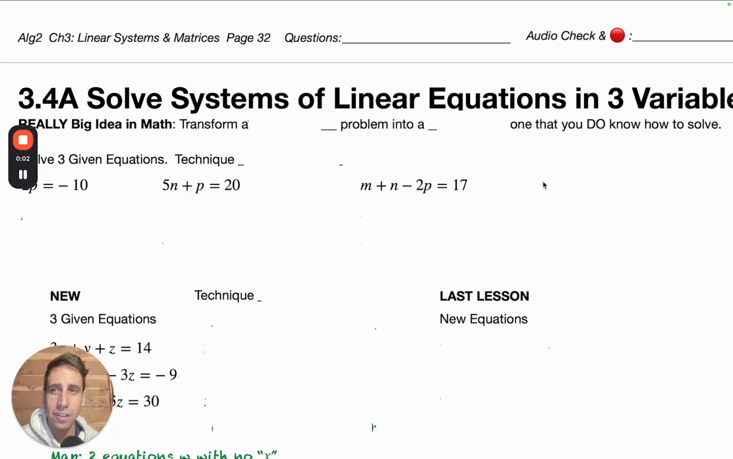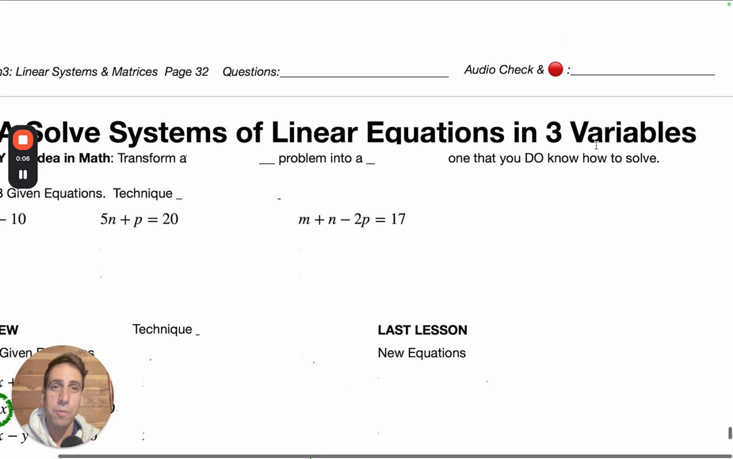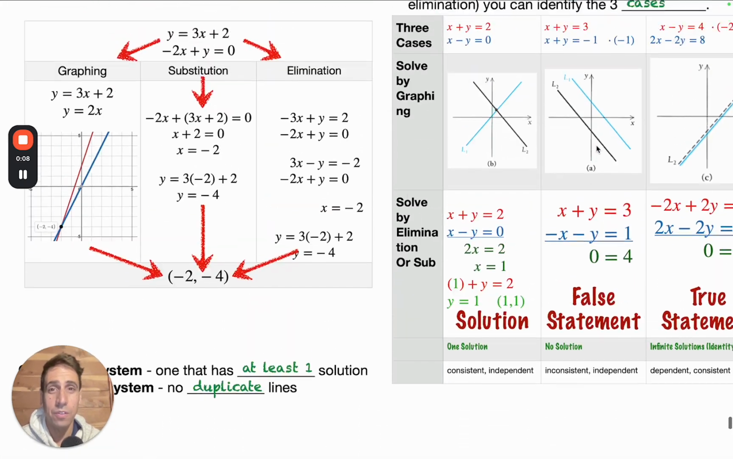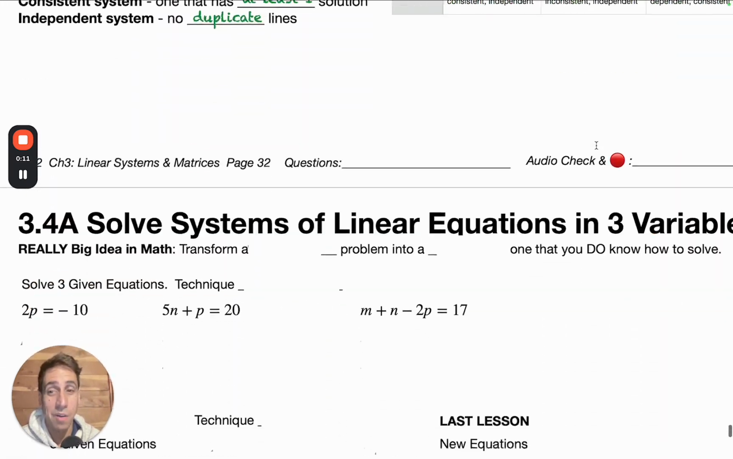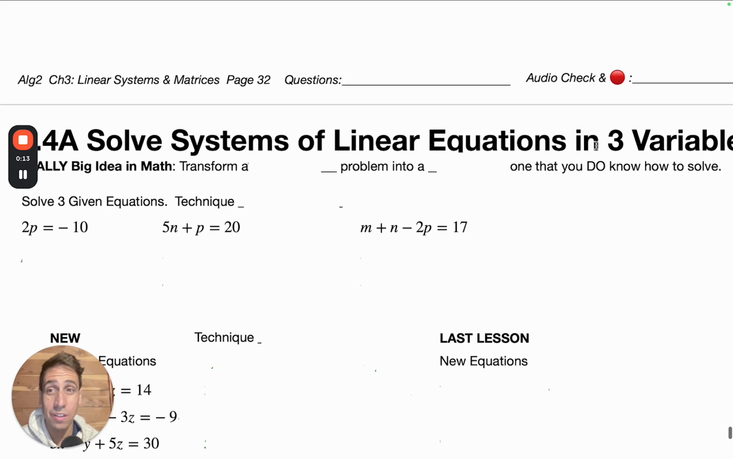Hey mathletes, this is section 3.4a, solve systems of linear equations in three variables. Back in the previous lessons it was two equations, two unknowns. Now we're bumping it up to three. Three equations and three unknowns.